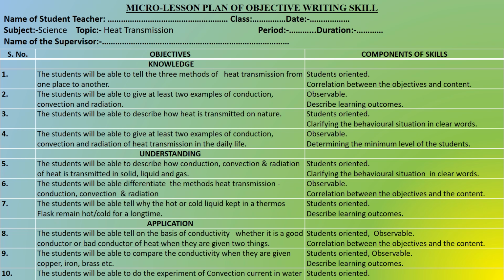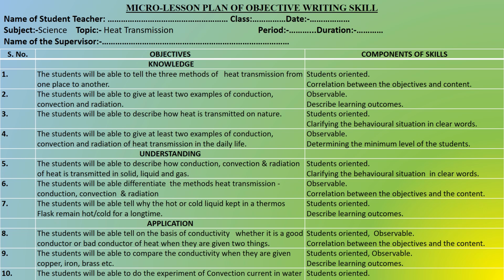Here I have made a micro lesson plan of objective writing skill. In this, the student teacher is supposed to write the name of the teacher, class which he is going to teach, date, subject. In this, I have taken science, topic I have taken heat transmission, period which he is going to teach, duration of the teaching, and name of the supervisor.